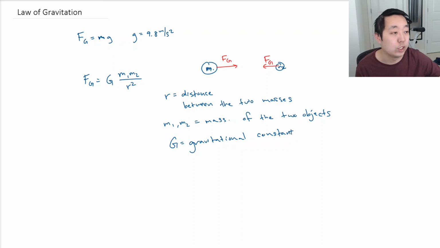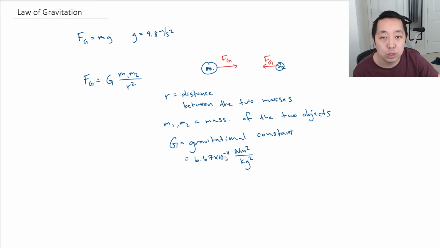I actually don't remember what G is off the top of my head. It is 6.67 times 10 to the minus 11. And it has weird units to make everything work out correctly: Newton meters squared per kilogram squared. The units don't really matter, and you don't have to memorize this constant. This is given to you in most cases.